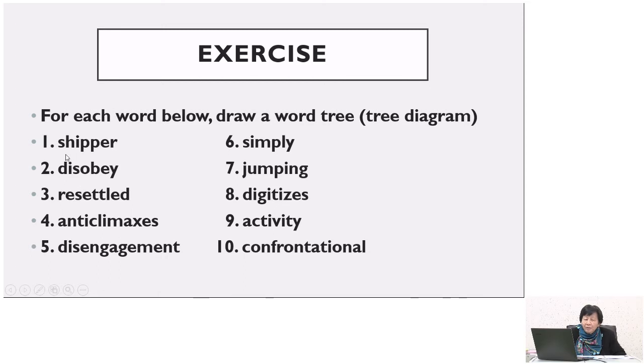Okay, so you have shipper, disobey, resettle, anticlimaxes, disengagement, simply, jumping, digitize, activity, confrontational. See how many morphemes there are out of each one, from one form of lexeme. Is it clear that you can make it?